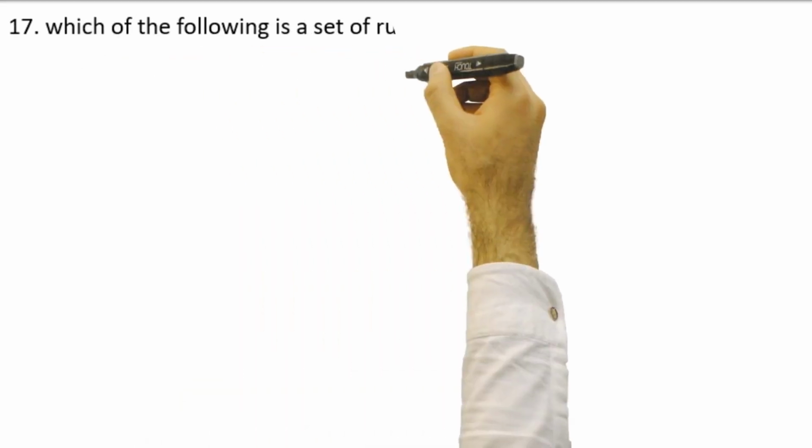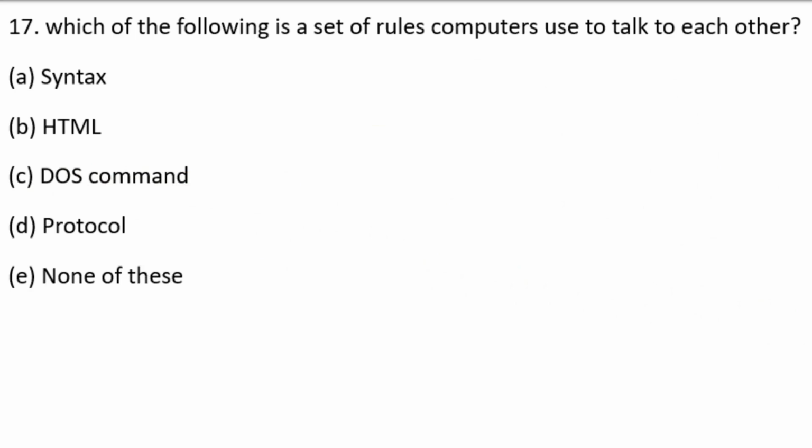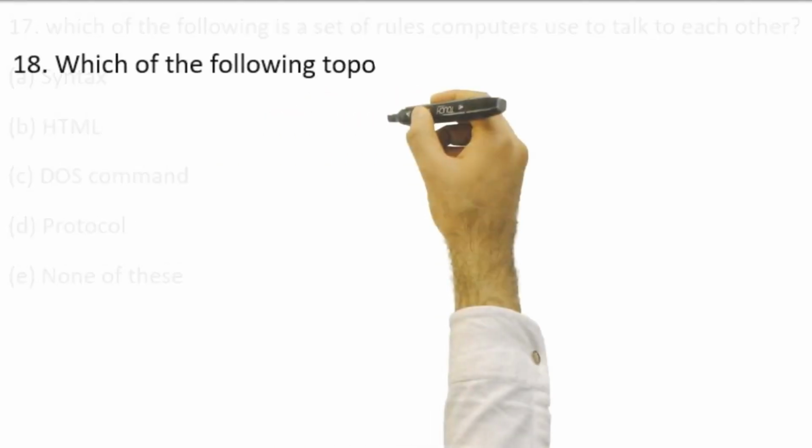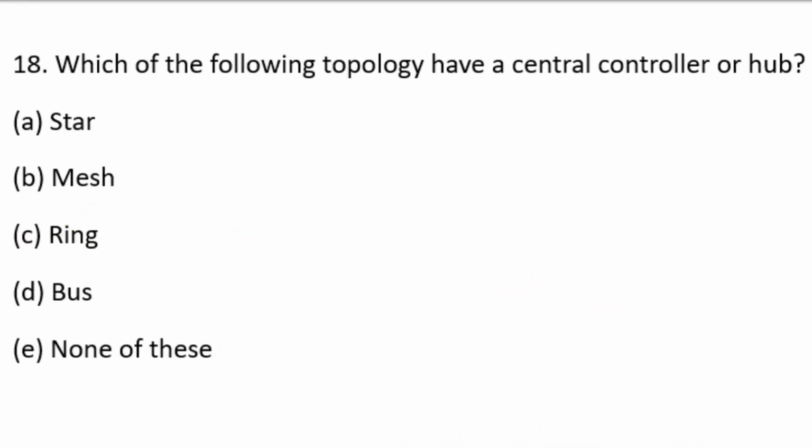Which of the following is a set of rules computers use to talk to each other? A. Syntax. B. HTML. C. DOS command. D. Protocol. Answer is D. A protocol or communication protocol is a set of rules in which computers communicate with each other. Which of the following topologies have a central controller or hub? A. Star. B. Mesh. C. Ring. D. Bus. Answer is A. Star topology is a network topology where each individual piece of a network is attached to a central node, often called a hub or switch.